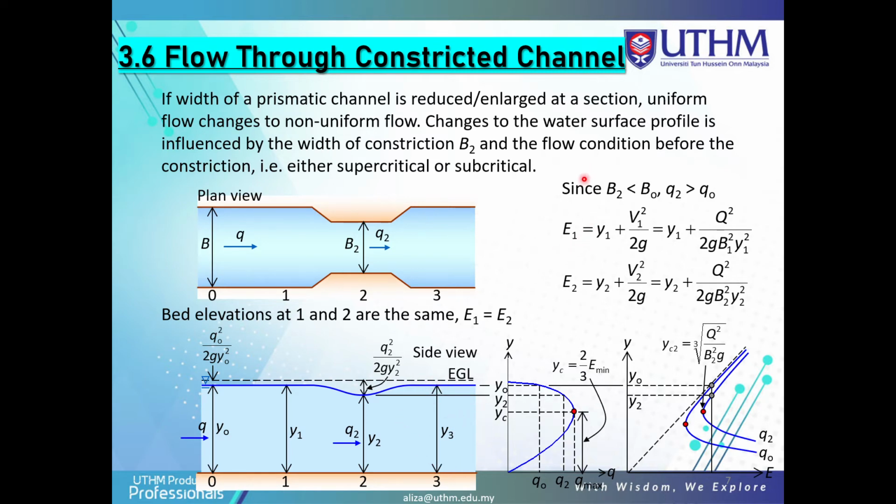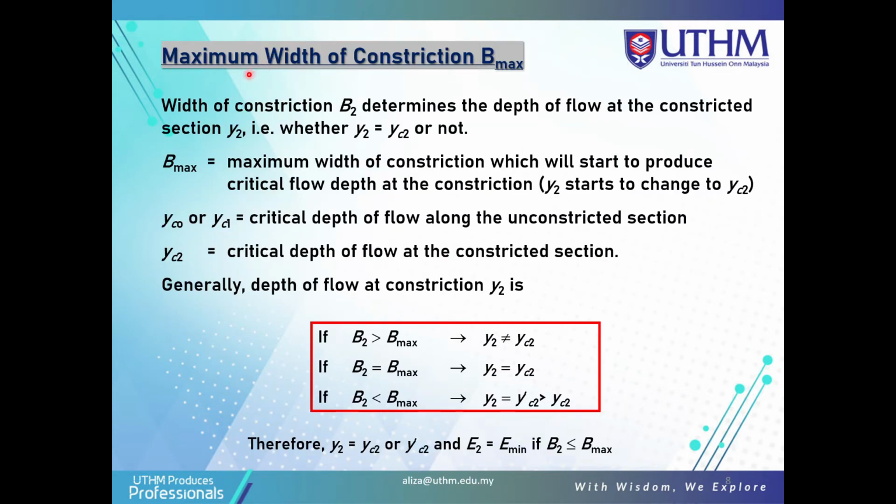Since B2 is less than B normal, Q2 is more than Q normal here. So we use this formula for specific energy based on the rectangular channel. For a rectangular channel, you can use this equation for the constricted channel. So this is the concept.